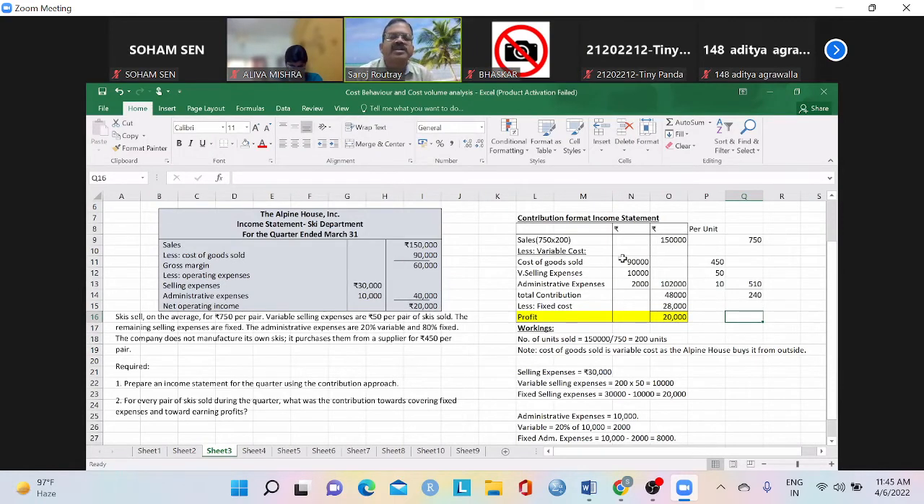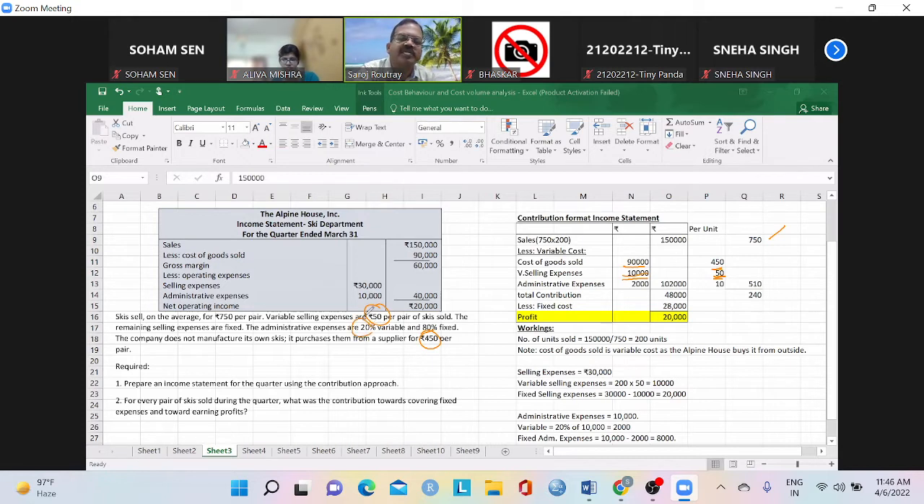So here this is the income statement which you have to prepare in contribution format. First we will find out the variable expenses and fixed expenses. Sales is 750 into 200, 1,50,000. Per unit it is 750. Cost of goods sold is 450, so 450 into 200, 90,000. Selling expenses, as I just explained, is 50 per unit. So for 200 units it is 10,000.